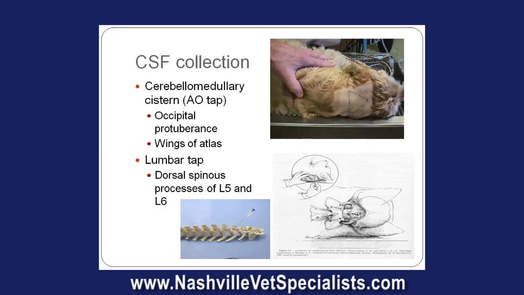A 1.5-inch spinal needle is adequate for most dogs, except for huge dogs, you may need a 2.5-inch, but for small dogs up to a 100-pound dog, you should be able to get it with a 1.5-inch needle. And typically you'd advance, and in a dog, you're usually gonna feel anywhere from 1 to 3 pops as you go through the different fascial planes.